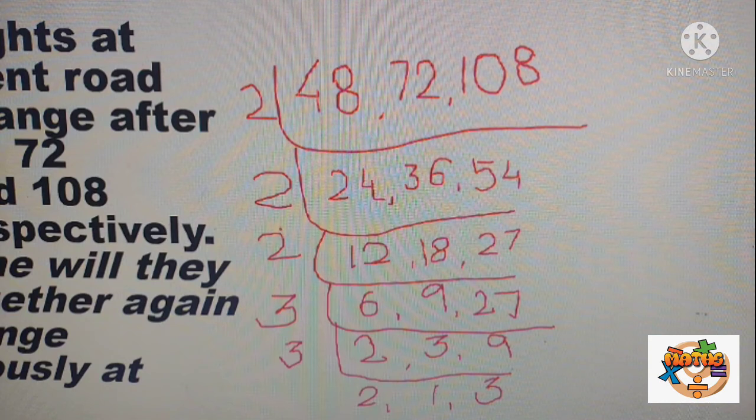Now 2 into 2 is 4, 4 into 2 is 8, 8 into 3 is 24, 24 into 3 is 72. Okay, and the bottommost number 2 into 3 is 6. So 72 into 6 is 432. Question is asking in seconds. So 432 seconds. Okay.